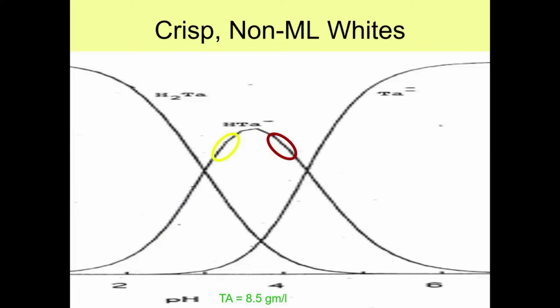Let's start with what I call crisp whites that are not going to be taken through malolactic. As an example, Sauvignon Blanc, let's say we set our target pH at 3.25 and the TA we want at 7 grams per liter. So it's a little bit crisp.